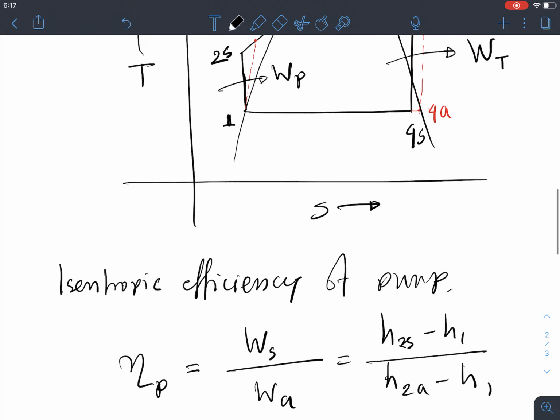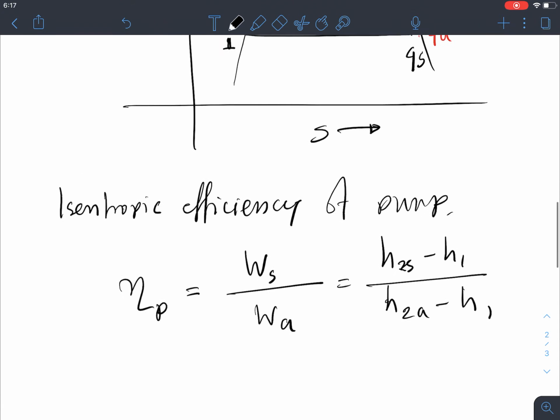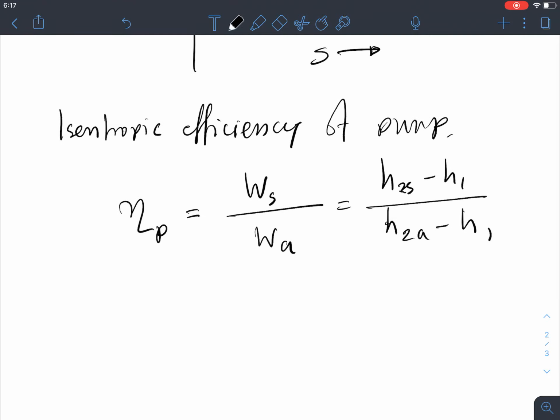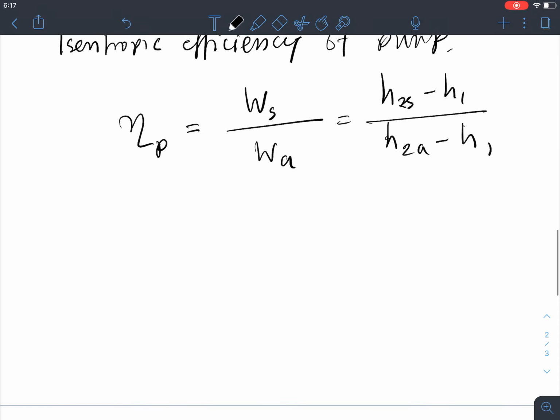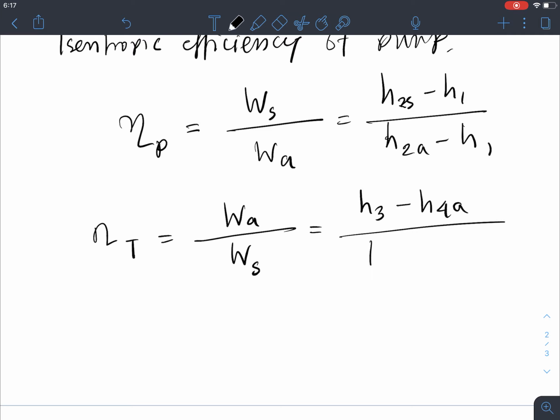If we have a problem that is talking about the actual cycle, then we have to use this formula to determine the actual or ideal work consumption. And similarly for the turbine, which is also isentropic, eta turbine equals the actual work divided by the isentropic work. Basically it will be h3 minus h4 actual, divided by h3 minus h4 isentropic. So these are the two expressions that we have to use in the math problems.